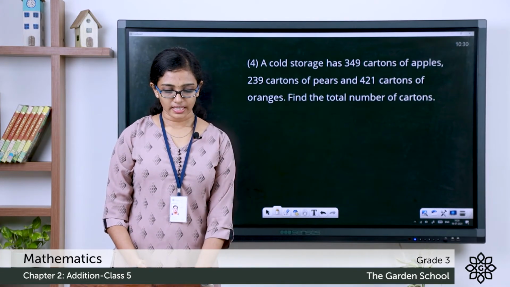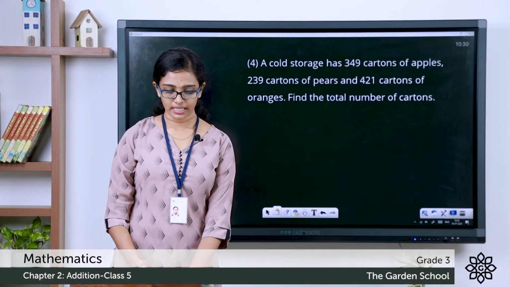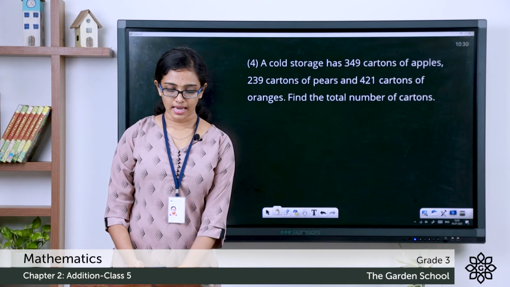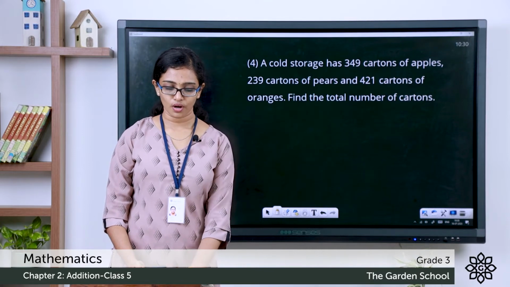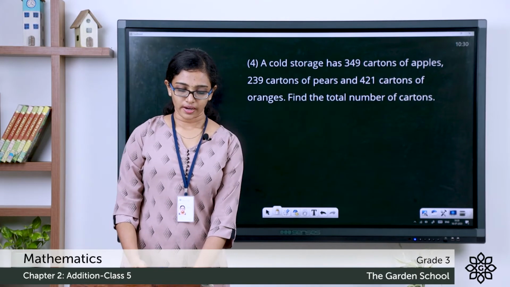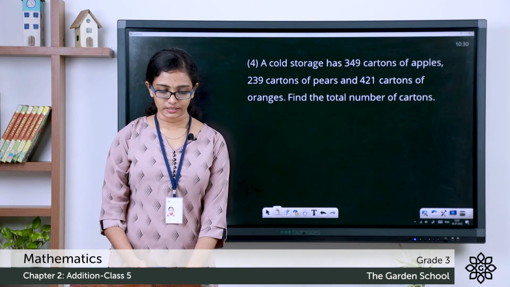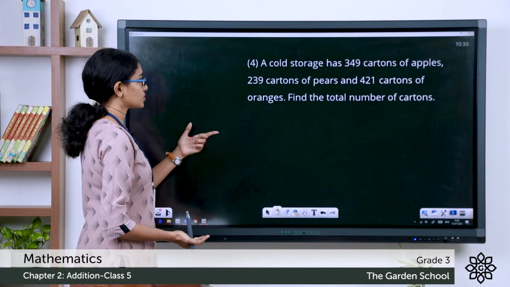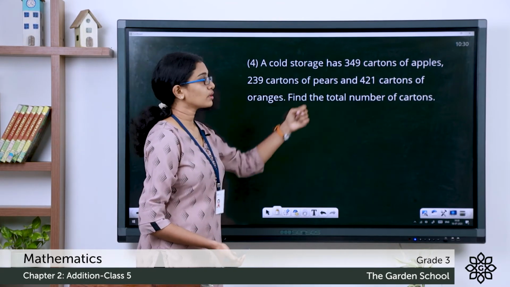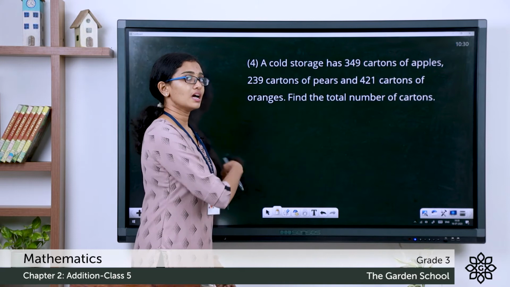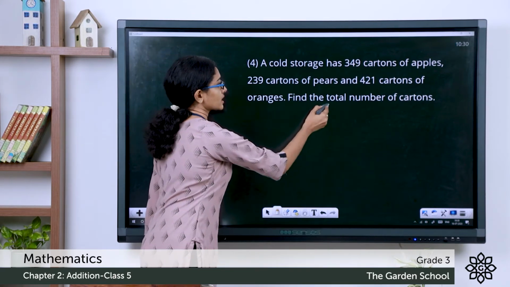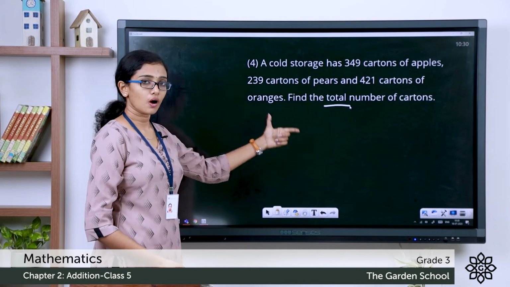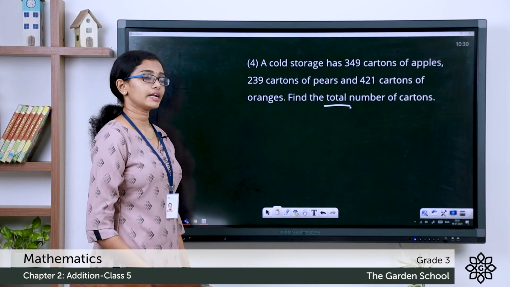A cold storage has 349 cartons of apples, 239 cartons of pears and 421 cartons of oranges. Find the total number of cartons. So, it's about the stock in a cold storage. You are given the number of cartons of each of the fruits available there. So, the keyword here is total. Find the total. So, what you have to do? You have to add up all the numbers given as the data.